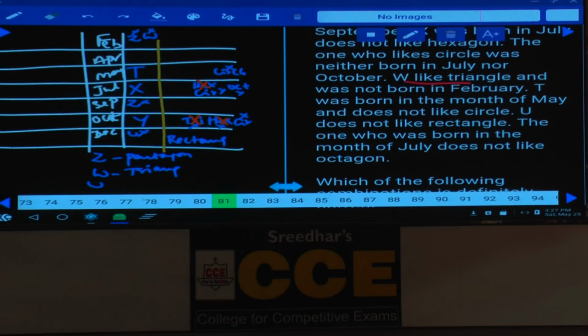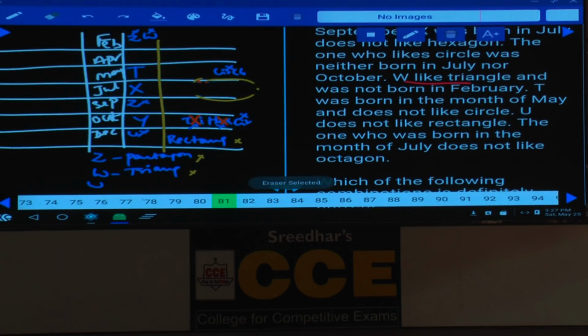Are you agreeing with this one or not? Now these three, hexagon, circle and octagon, were ruled out for this July. Along with this, triangle is also ruled out. Why? Because triangle was in the month of December. And pentagon and triangle are also not possible because X was already there. It is neither Z nor W. Hence hexagon, circle, octagon, rectangle, pentagon, triangle were done. Now we are left with only one. What is that one here? Square. The one who was born in July likes a square.